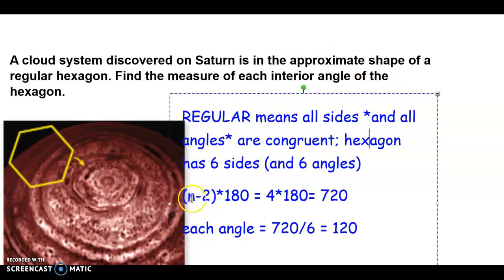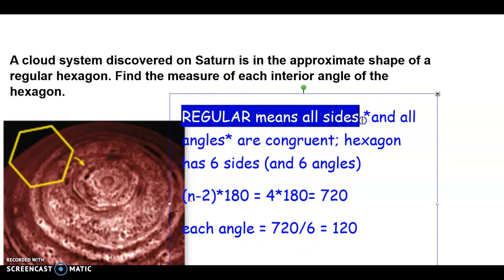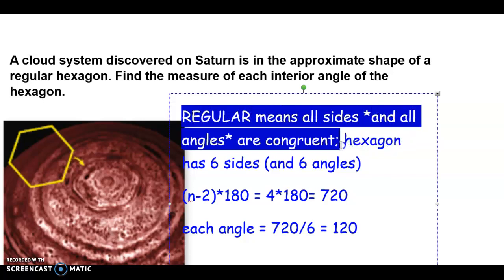And by applying our formula, n minus 2 times 180, or 4 times 180, I can determine that the sum of all the angles is 720. So if all 6 add to 720, but each one is exactly the same, then I know that each angle would be 720 divided by 6. So I went ahead and worked this example because I wanted to remind you that regular means that all sides and all angles are congruent.